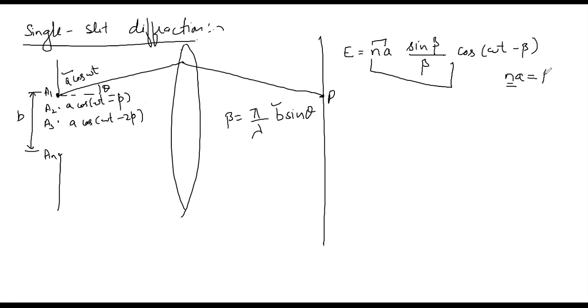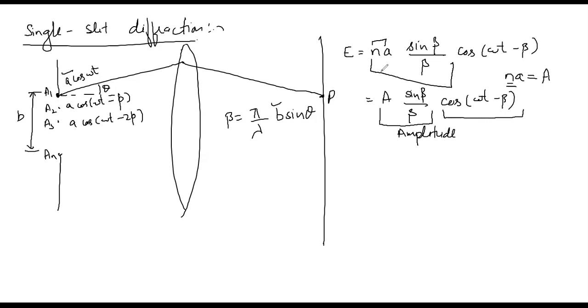So we can just put it equal to some other constant so that I don't have to write two expressions continuously here. And then I can say that E is basically equal to A sine beta over beta into cosine of omega t minus beta. The first term here does not have any time dependence. This corresponds to your amplitude. The second term here, this corresponds to the phase. Beta is the phase constant, of course, right? At point P, where you observe the minimum or maximum, that corresponds to intensity.